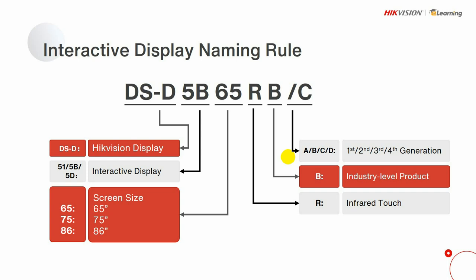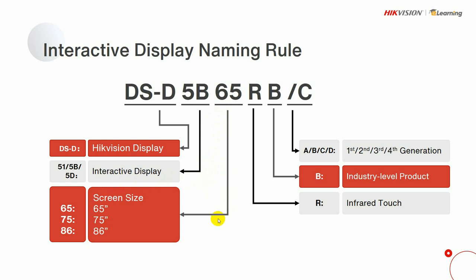So first will be DSD, which means the Hikvision display product. And then 5A or 5B or 5D. Here we have 5B, right? They are all product identifiers, so they represent 4 different product series. We will have a comprehensive introduction about them later.